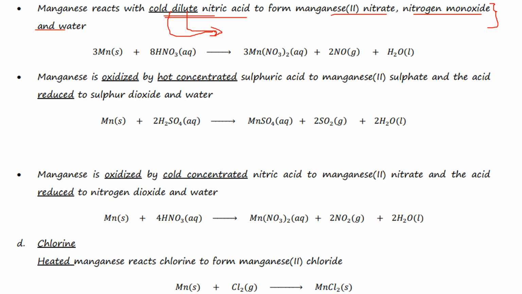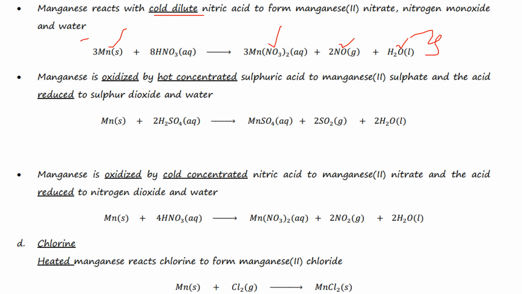And when cold, remember that nitric acid is a very strong oxidizing acid. So for it, it is always oxidizing at all times. But when it is moderately concentrated or when it is cold dilute, that's why we underline this word, when it's cold dilute, it's going to oxidize manganese to give us manganese 2 nitrate, and after oxidizing, it gets reduced to nitrogen monoxide together with water being formed. So this is a redox reaction. You should take note of that.